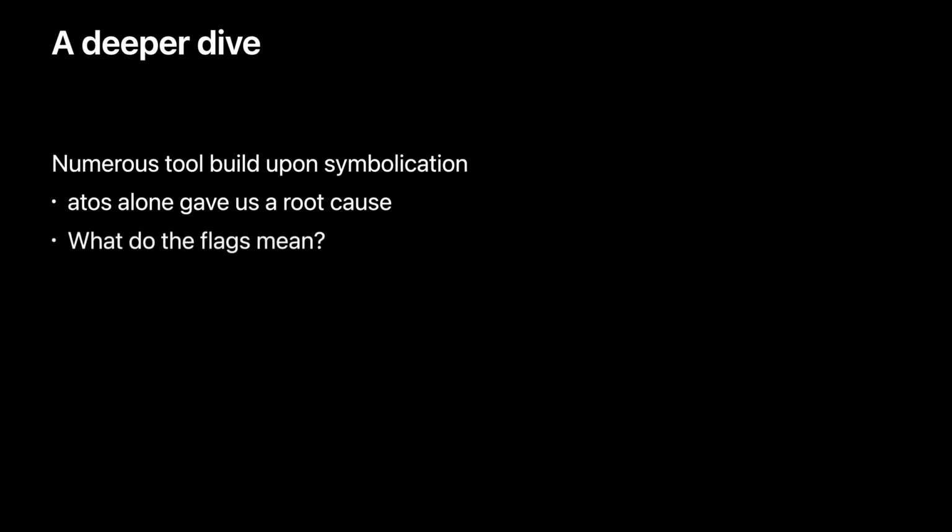This may seem a little overwhelming, but these are important concepts to understand. There are many tools to aid in debugging and profiling that build upon symbolication. atos alone already gave us the exact root cause of a crash, and there are many more tools built into Xcode. Further, we specified flags like -o, -l, and -i to atos, but what do they mean? Do we always use the same set of flags? And what if we don't have one of the values available?